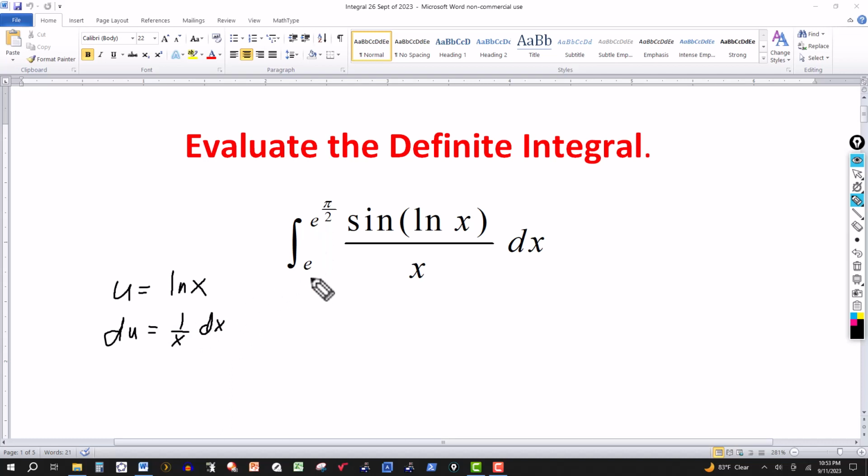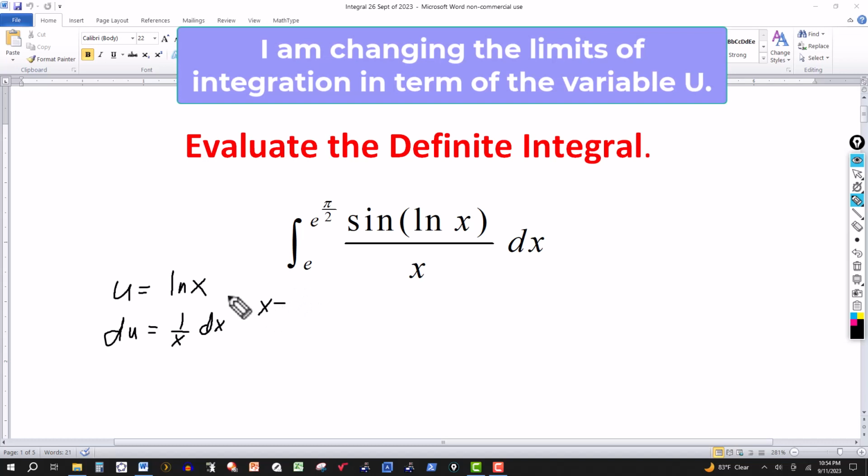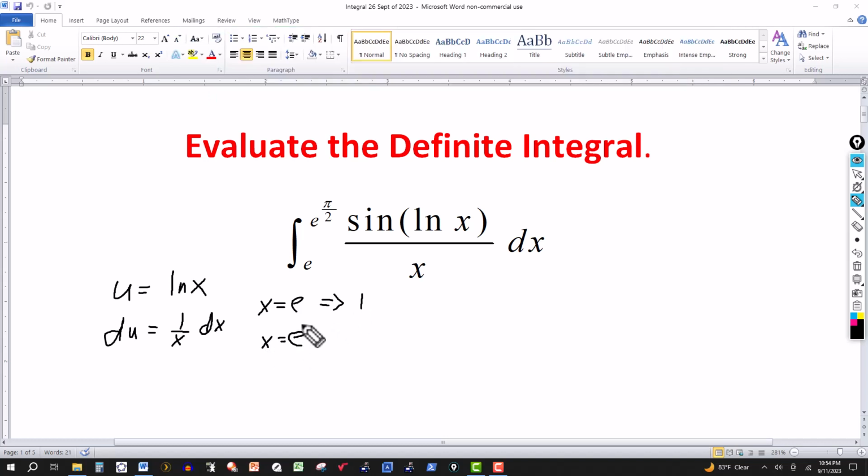I'm going to change the limits of integration here. So notice, if x is equal to e, ln of e is 1. Replace the x by e, that's 1. And then for the upper limit, if x is equal to e to the pi over 2, the natural log of e to the power of pi over 2 will give me pi over 2.